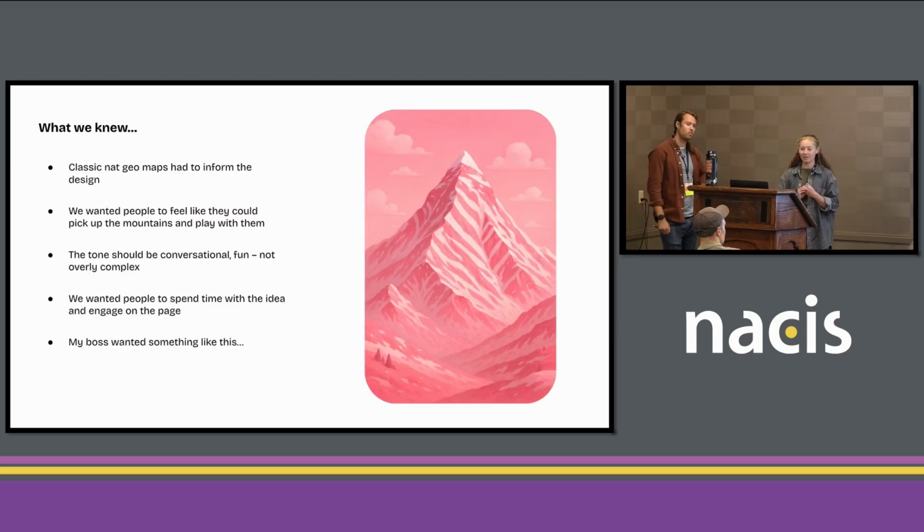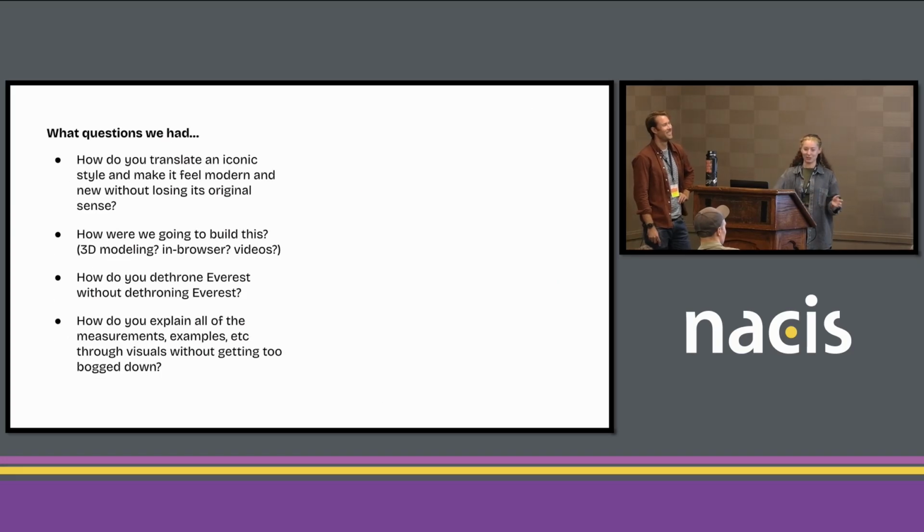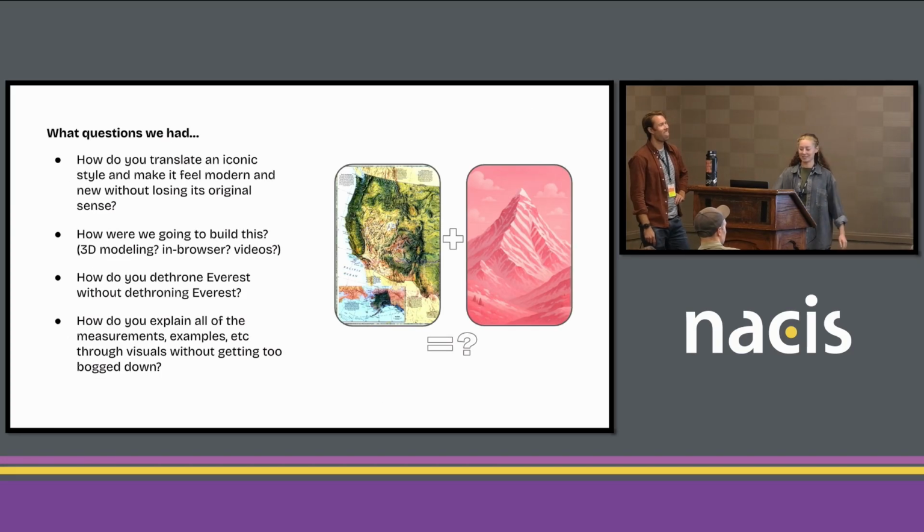And my boss wanted something like this to inform the modernization of the thing, something that was really playful and new, but obviously that is not what we ended up with specifically. So we had some questions coming out of that, which was, how do you take an iconic National Geographic map and add a modern flair to it without losing its sense of self? We still wanted you to go through the experience and feel like you were learning something from Nat Geo, not this miscellaneous thing that was getting added to Nat Geo.